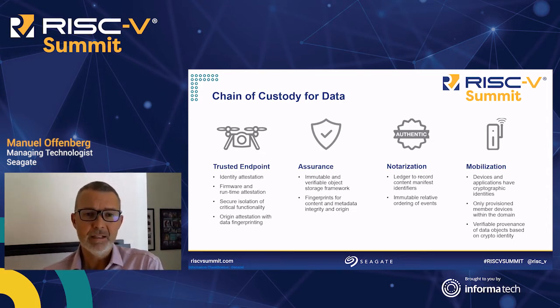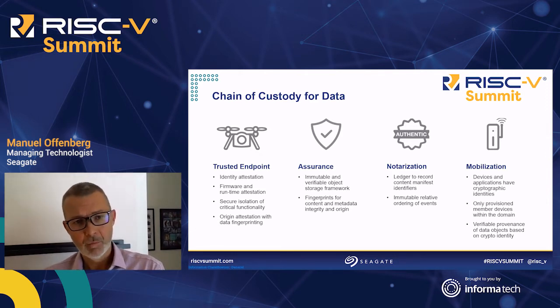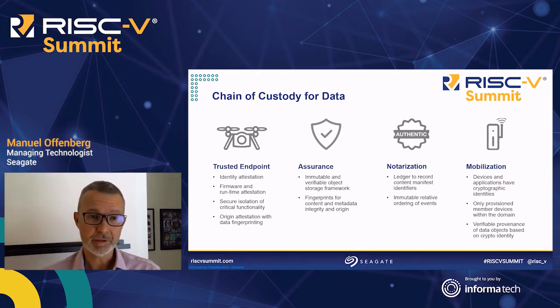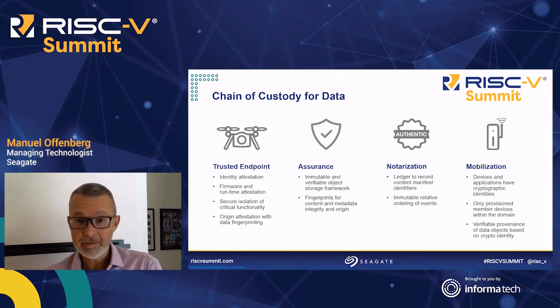So what is needed is a chain of custody architecture for data. It contains roughly four elements. One is trusted endpoints. They must have the ability to respond to secure identity challenges, the ability to respond to challenges attesting to the endpoint's firmware and runtime correctness, and the ability to enroll into one or more trust domains.